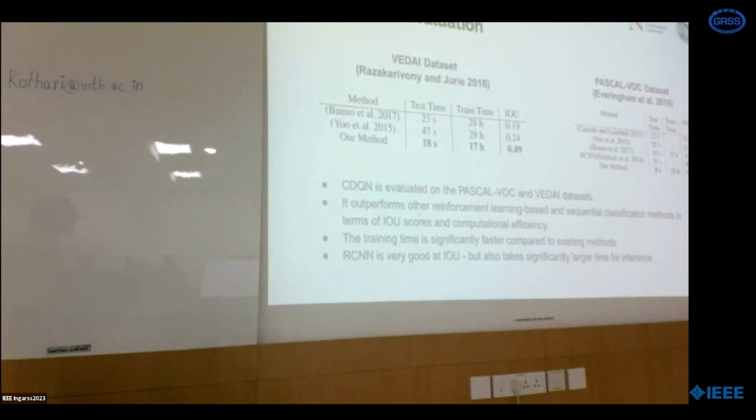Our method outperforms other reinforcement learning based methods and sequential classification methods in terms of IOU scores and computational efficiencies. As can be seen here for Pascal VOC, RCNN has the highest IOU. However, the test time is much higher compared to our method. When it comes to aerial images, however, the story is different. Our method works much faster in terms of both training and testing, while also outputting higher IOU values.